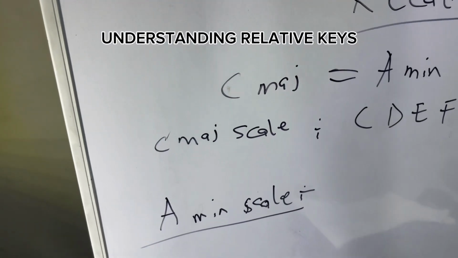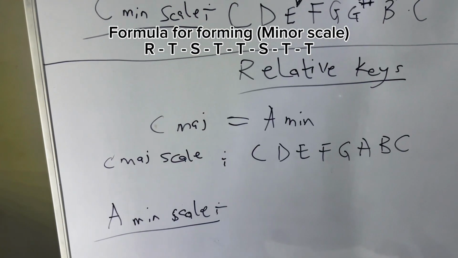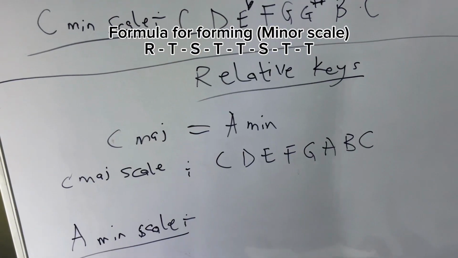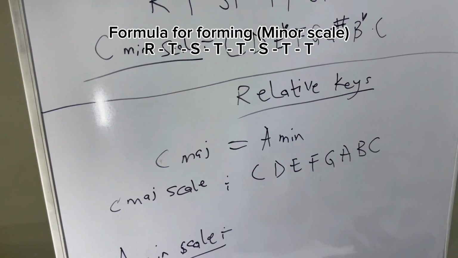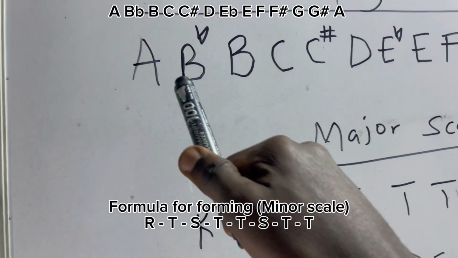So, A minor scale. The formula for finding the minor scale is root note, tone, semitone, tone, tone, semitone, tone, tone. So in reference to the key sequence up there, for A minor, you have A.